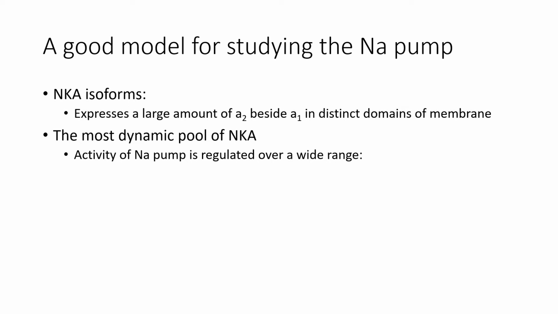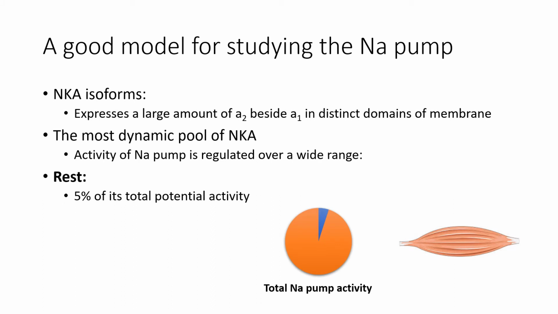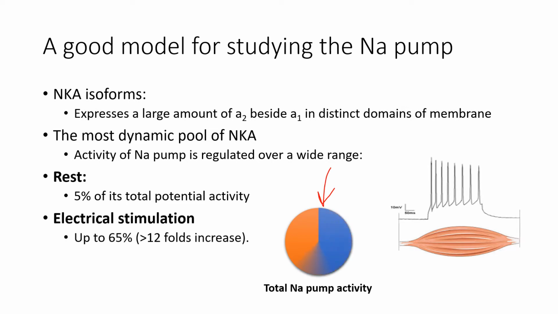Skeletal muscle is also a good model if you are interested in studying the sodium pump, and especially sodium pump isoforms, because it's the only tissue that expresses a large amount of alpha-2 besides alpha-1 in distinct domains of the membrane. Skeletal muscle also contains the most dynamic pool of sodium potassium ATPase, and the activity of the sodium pump is regulated over a wide range. For example, from 5% of its total potential activity during rest up to 65%, or more than a 12-fold increase, following electrical stimulation.